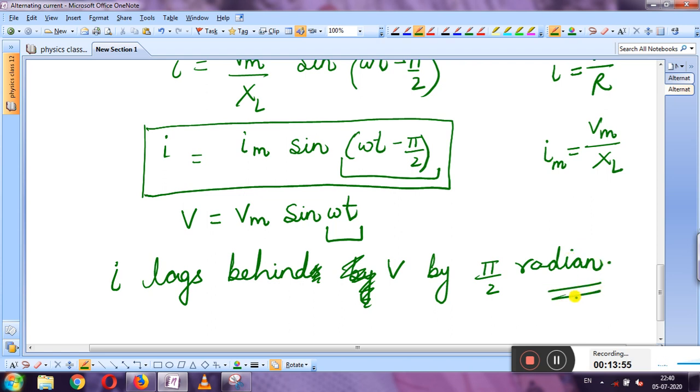In the case of a resistive circuit, we have seen that there was no phase change in the values of current and voltage; both were in the same phase. But here we can see the values of current and voltage are out of phase by pi by 2 radian, or you can say 90 degrees. Using the equation, we can write that current lags behind V by pi by 2 radian.